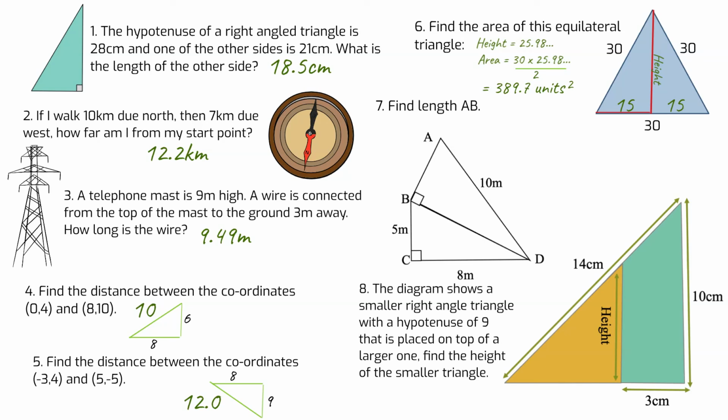For question number 7, you needed to find BD, the longest side of the bottom triangle, and then use that to find that shorter side AB. For number 8, before we find the height, we need to find the missing base of that smaller triangle. So use Pythagoras' theorem on the larger triangle, and then minus 3. If you read the question properly, it gives you the hypotenuse of the smaller triangle. So use Pythagoras' theorem on that and you find the height.